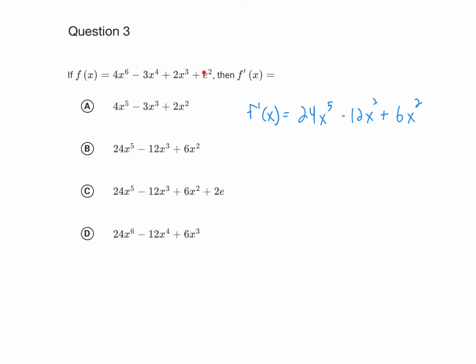I don't know, maybe 8 point something or 7 point something. And so the derivative of a constant is 0. So notice they put 2e. If you did the power rule with this by accident, you would get 2e maybe. But really the derivative of this term is 0. And so this is just the answer. Okay, so that is B again.